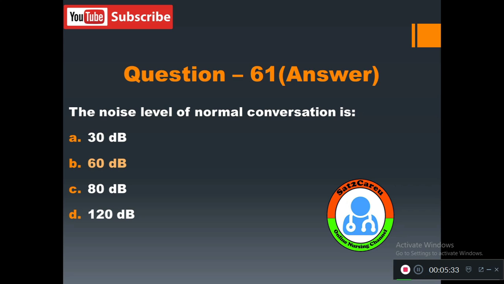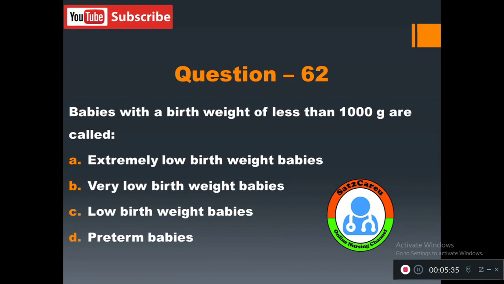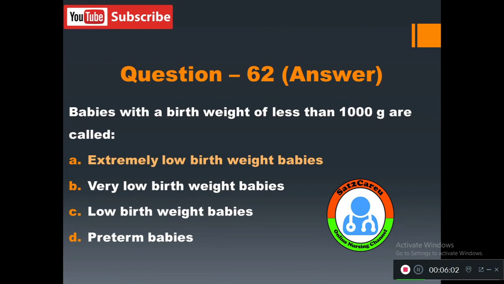Question number 62. Babies with a birth weight of less than 1000 gram are called option A extremely low birth weight babies, B very low birth weight babies, C low birth weight babies, and D preterm babies. Babies with a birth weight of less than 1000 gram are called option A extremely low birth weight babies.